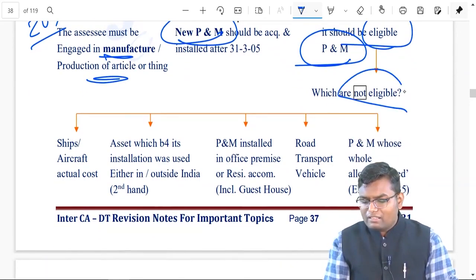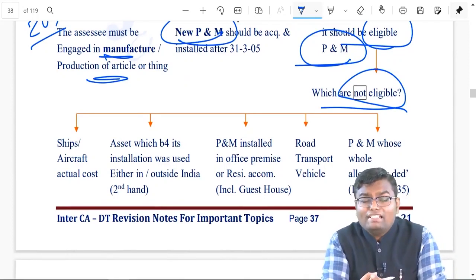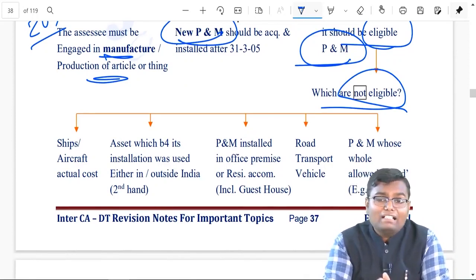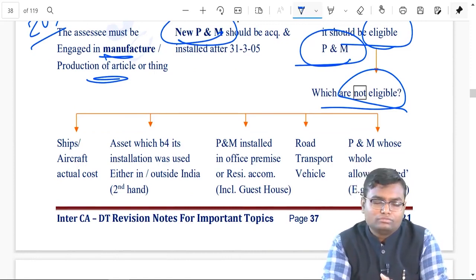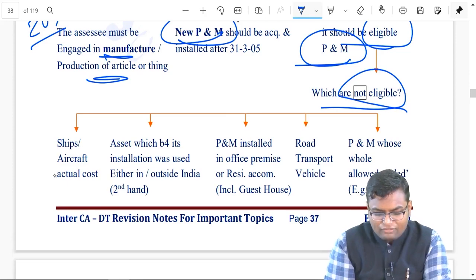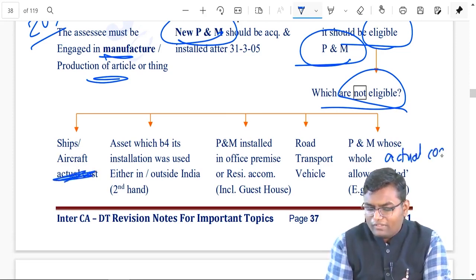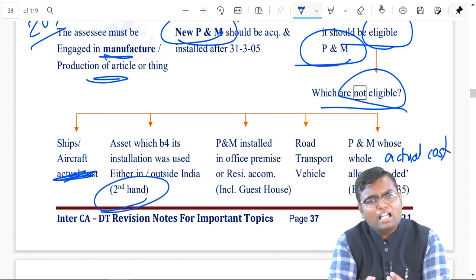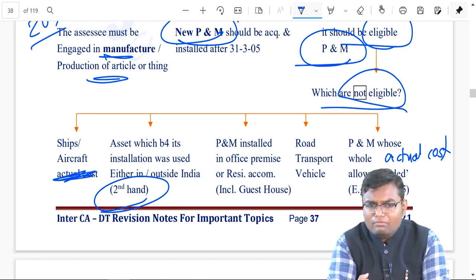So the question arises, sir, what is not eligible? Not eligible means on that you can claim normal depreciation, but you can't claim additional depreciation. So which plant and machinery is not eligible? Number 1, ship and aircraft. Can I say ship and aircraft is not an asset from which you can do manufacturing. Then second-hand plant and machinery, either purchased within India or outside India. If it is second-hand plant and machinery, no additional depreciation.